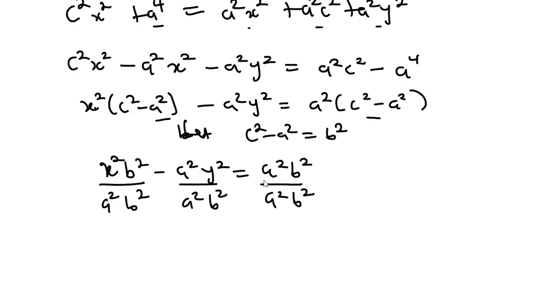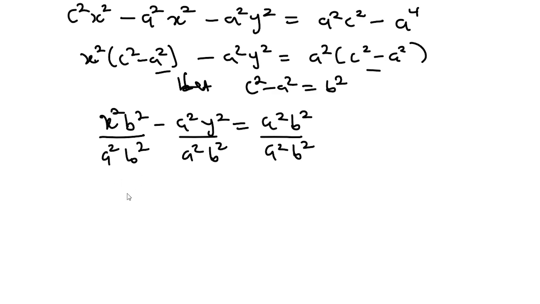Now what happens? When we simplify this, we're going to get x squared on a squared minus y squared on b squared being equal to 1. In general, this is the equation of what? A hyperbola. When it is in this form, this is the equation of a hyperbola. You see, this is quite similar to that of the ellipse, but the negative sign here makes everything different. So this is that of a hyperbola.